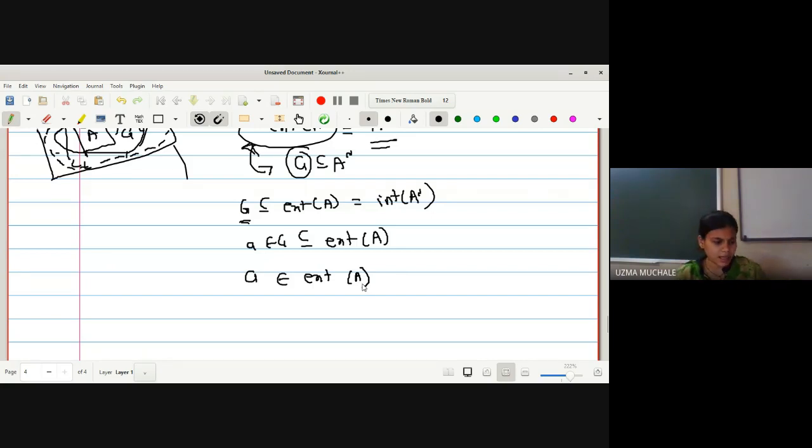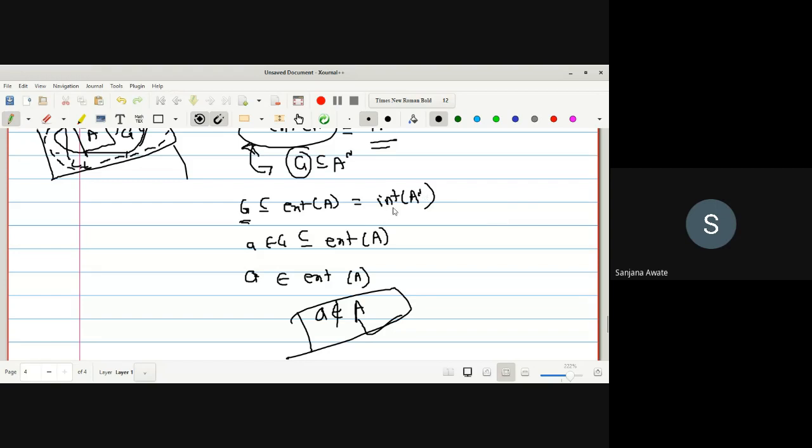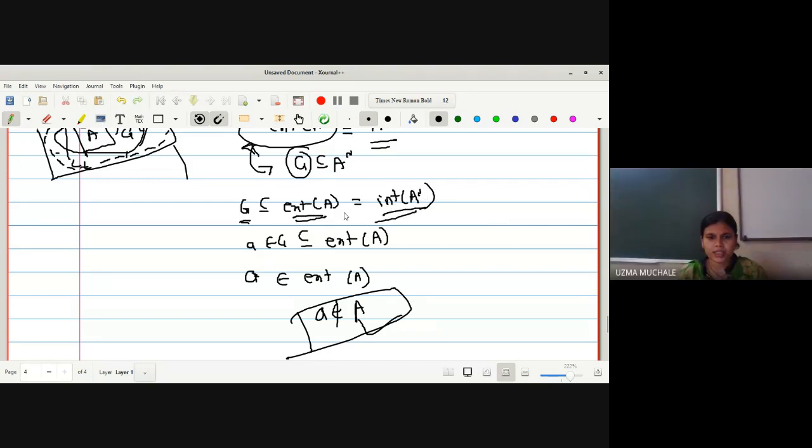If I am saying that A belongs to the exterior of A, obviously A will not be a member of capital A. Is it okay? If the element A is in the exterior, then obviously it will not be in the set A, correct? Yes, ma'am. Okay, simply we have to make use of the definition of exterior of A.